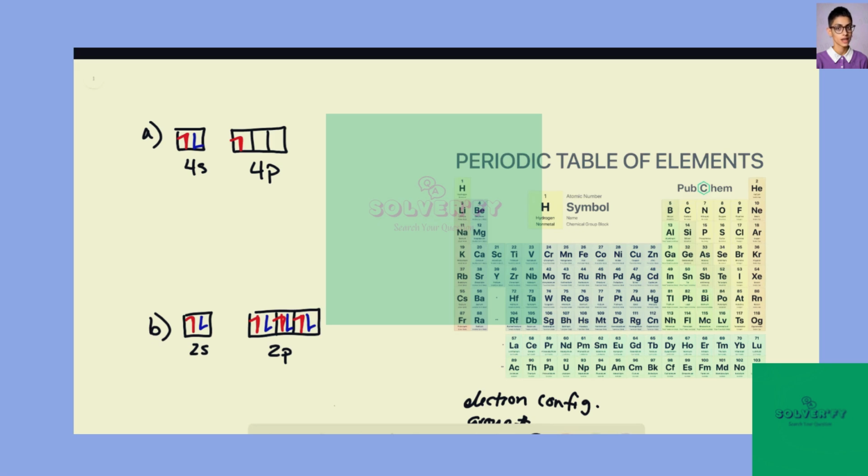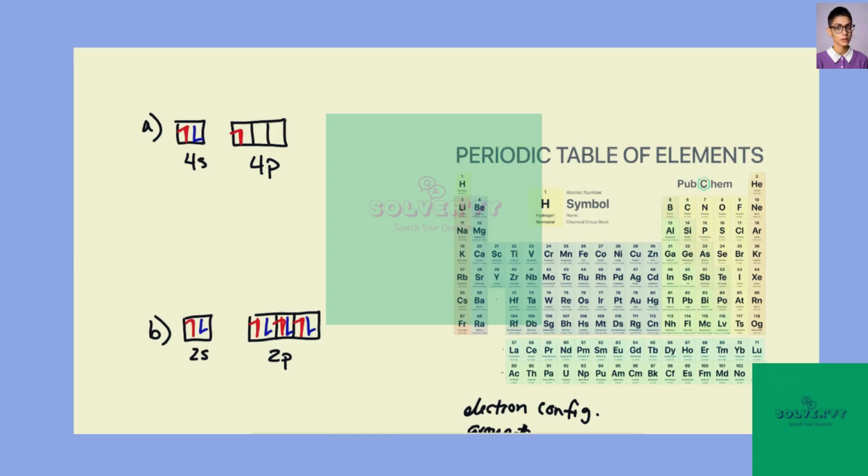So starting out, let's figure out what element this is. Let's go ahead and write out what this portion of the electron configuration would be. So we have 4p2, and then 4p1.